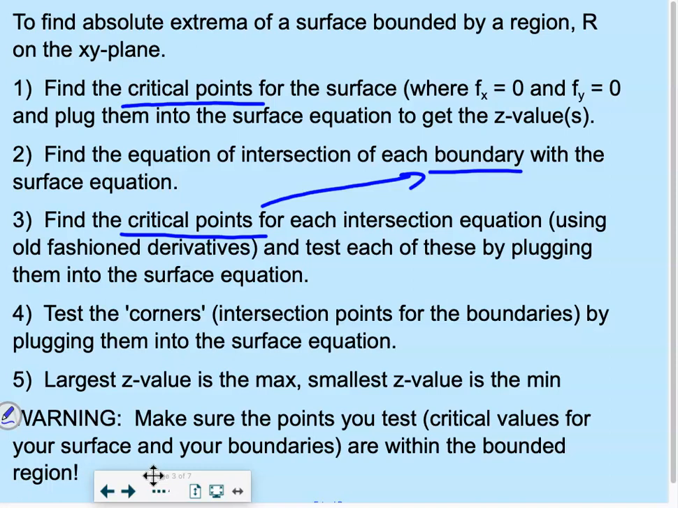And then the last thing that you test, which I used to call the corners, I kind of like calling them the corners. So it's where the boundaries intersect each other. Kind of like we used to test the endpoints, now we test the corners. All of these points that you find, you just plug in and find your z. So you find your critical points, find all the z's, find your boundary critical points, find all the z's, and then find your corners and find all the z's. And then once you're done, your biggest z value is the max, your smallest z value is the min.